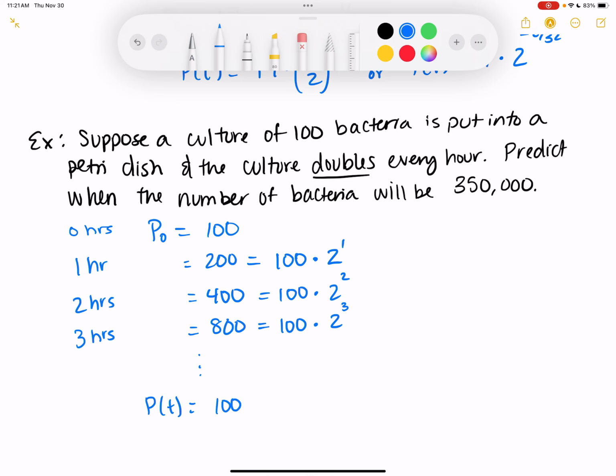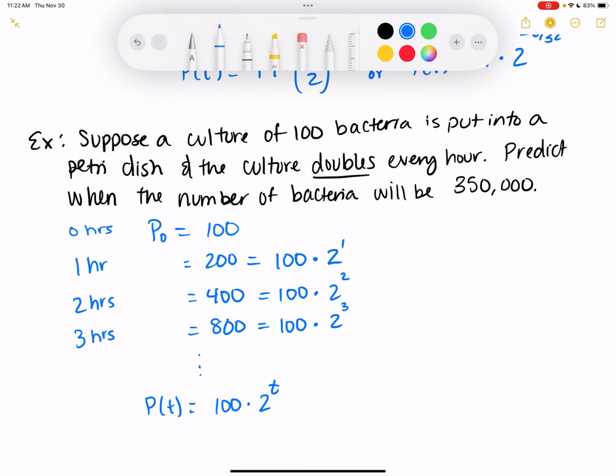Times 2 to the t. 100 times 2 to the t. So that's the generic formula for how I get there. Okay, I could keep going, but normally I would probably just do one, maybe two of them if I was trying to figure it out. Once you get a little more comfortable, you won't even need to do that part, but for right now, it's good to have that.